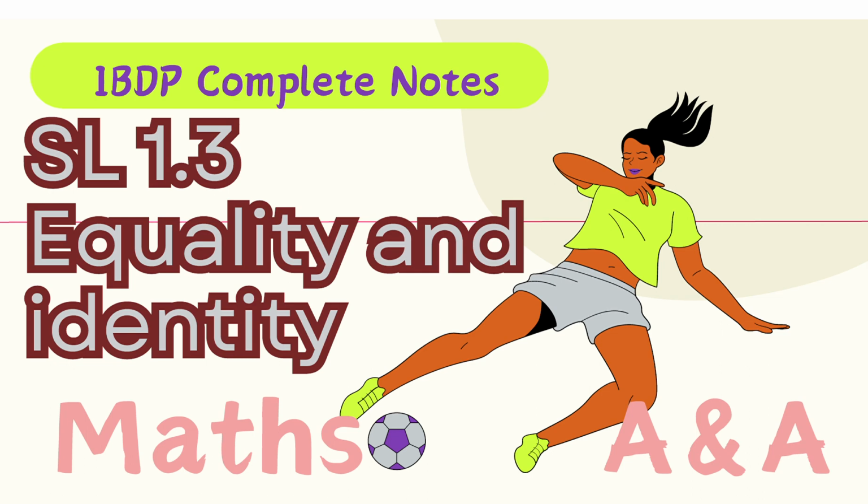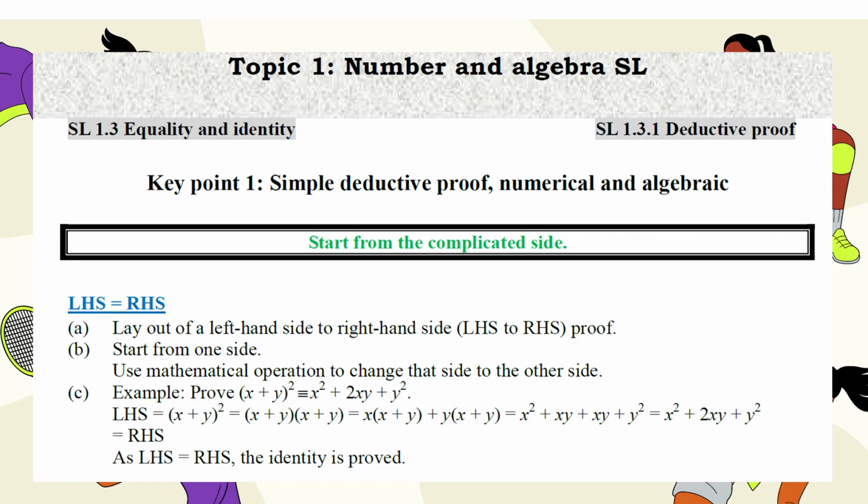Okay, welcome back to our Math AA Friday. Today we are on the third video, SL 1.3, Equality and Identity. Very fundamental and important section. So we are still on topic 1, number and algebra.